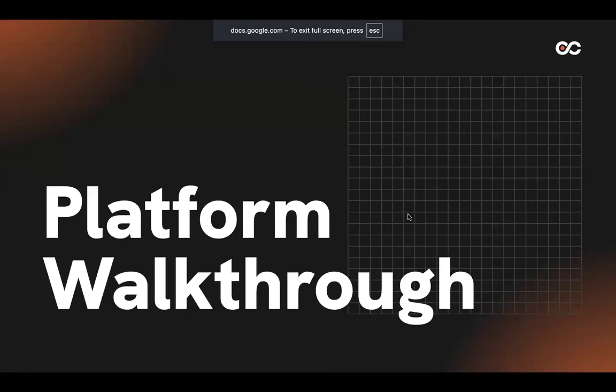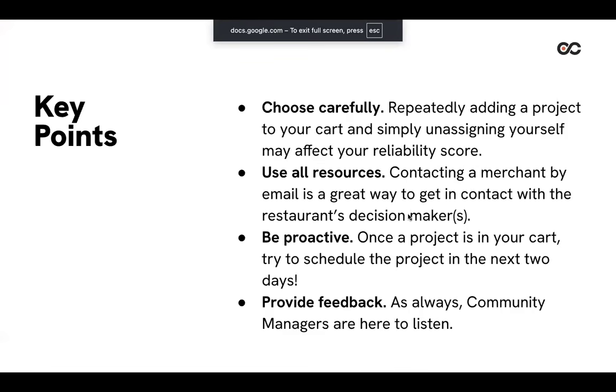All right, and then just as final key points, right? So choose carefully. Repeatedly adding a project to your cart and simply unassigning yourself can affect your reliability score. Use all the resources that you have. One of the big things that we took as feedback from you guys that we implemented again is the email, right? It's a great way to get in contact with the restaurant's decision makers. I know it's different for each country. I specifically work with the US, and I know that in certain areas, email is the way to go, right? So we took that into consideration and we've added the email back.